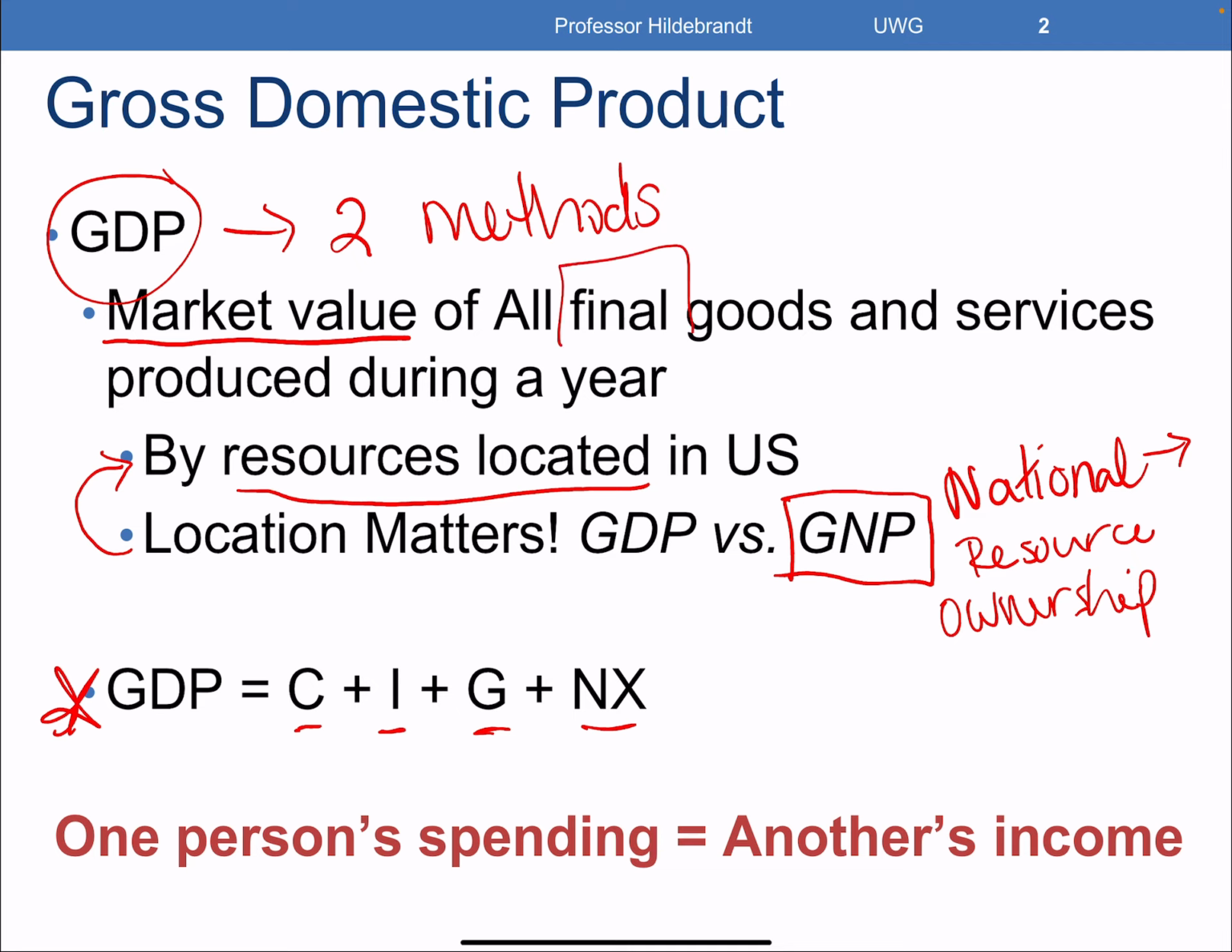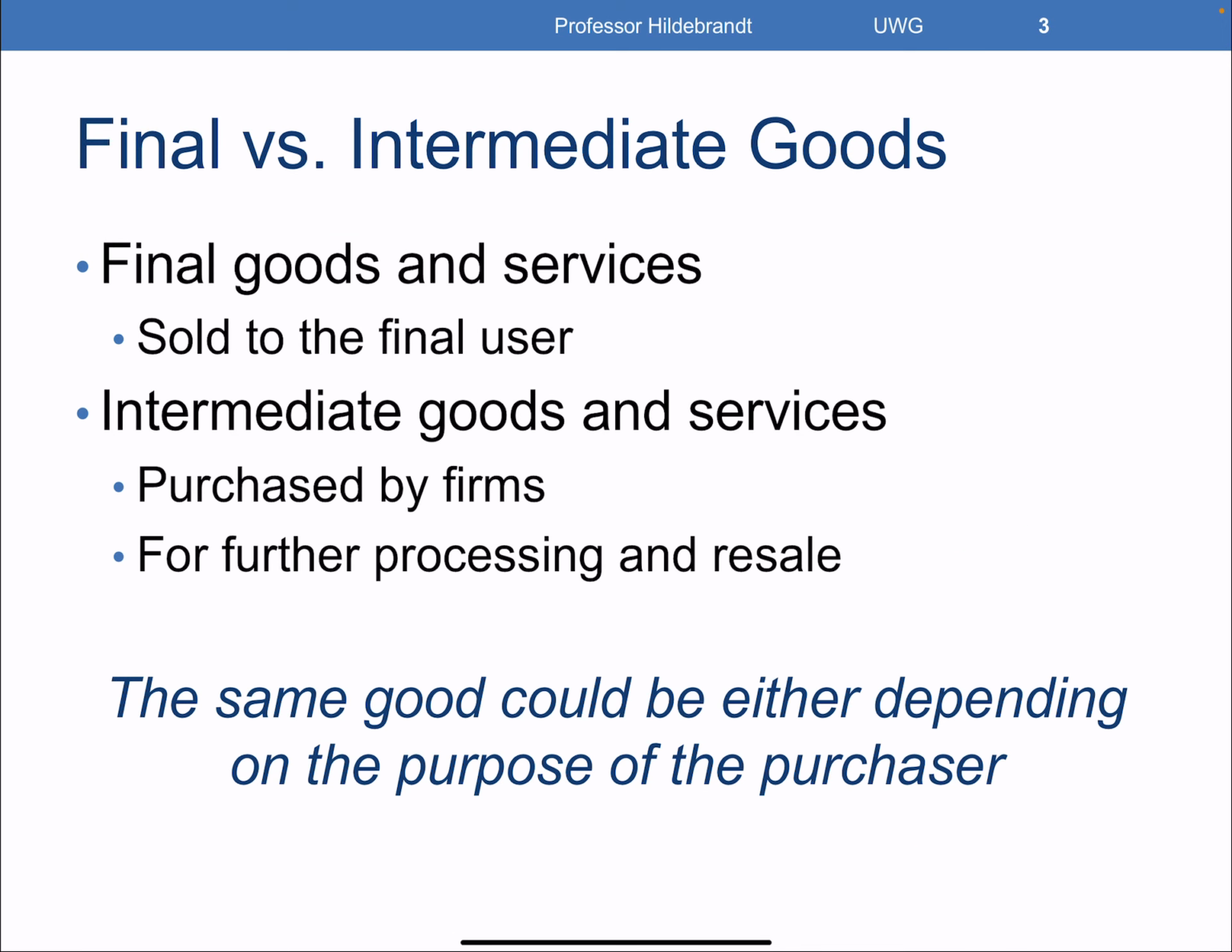But first, let's look at this phrase right here: market value of all final goods and services. We need to distinguish what is a final good and what is not. So let's talk about final versus intermediate goods. A final good is sold to a final end user. An intermediate good is purchased by firms and then it's transformed in some way and resold. The important thing here is the same good could be either final or intermediate. It all depends on the purpose of the person or firm who is making the purchase, right? So let's take a pack of chicken, raw chicken.